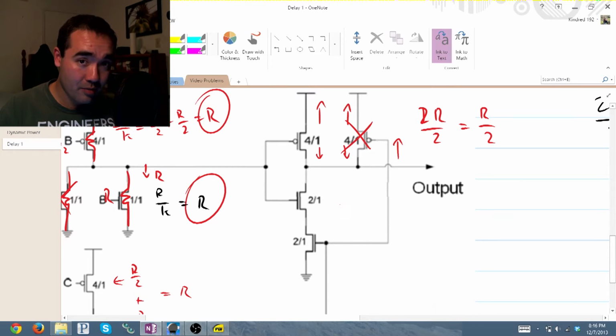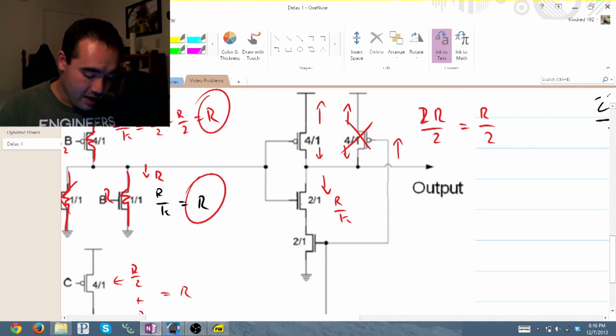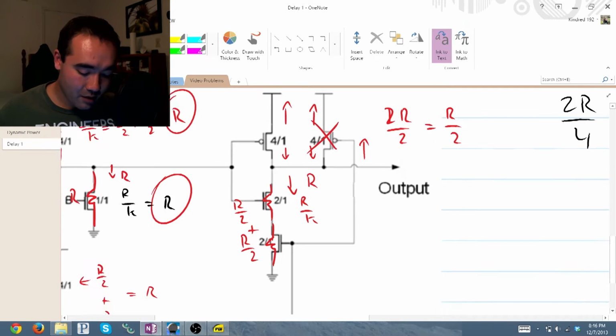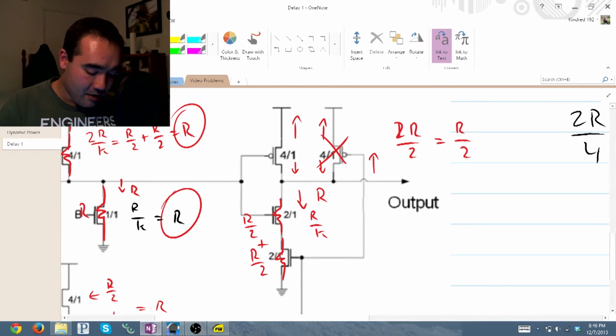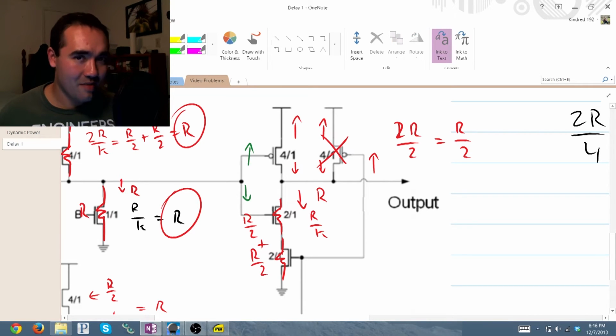Looking down toward ground on our NMOS side, we have, now remember with NMOS, it is simply R over K. So, this resistor is R over 2, this resistor is R over 2. That leaves us, if we add these together, with a pull-down resistance of R. So, you can see that on the output stage, our pull-up and our pull-down networks are not matched.